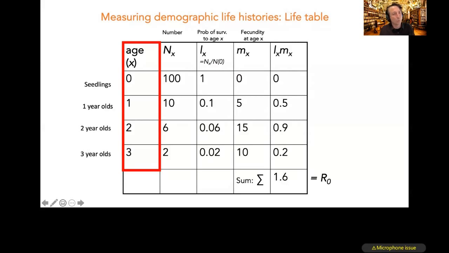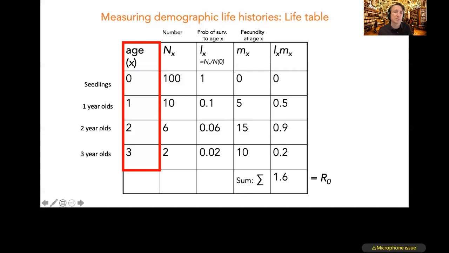Now, when you calculate a life table, you follow the transitions from one life history stage, one demographic stage, to another. And we calculate the probability of surviving to the next step. So notice as we go from seedlings to 1-year-olds, your probability of getting to increasingly older ages decreases, because there's a lot of decrease in the number of individuals, meaning there's increased mortality.